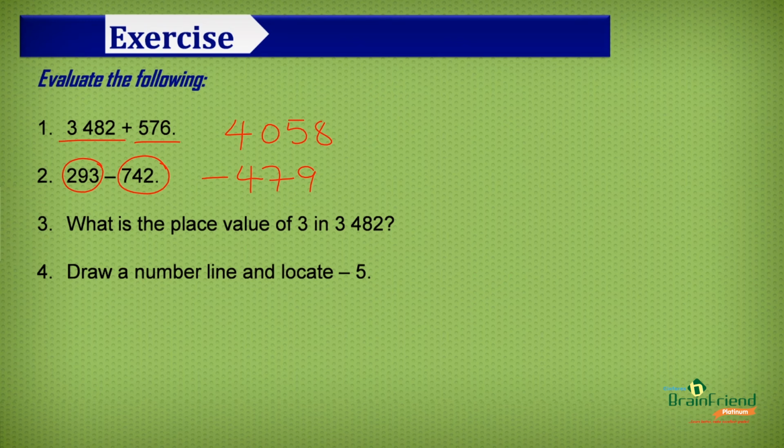Question 3 says, what is the place value of 3 in 3,482? Now, this is the 3 we are being asked of. Units, tens, hundred, thousand. So the place value of 3 is 3,000. And lastly, draw a number line and locate -5. It is quite easy to do. We simply draw a line, locate our origin, 0, and then locate our point, -5.